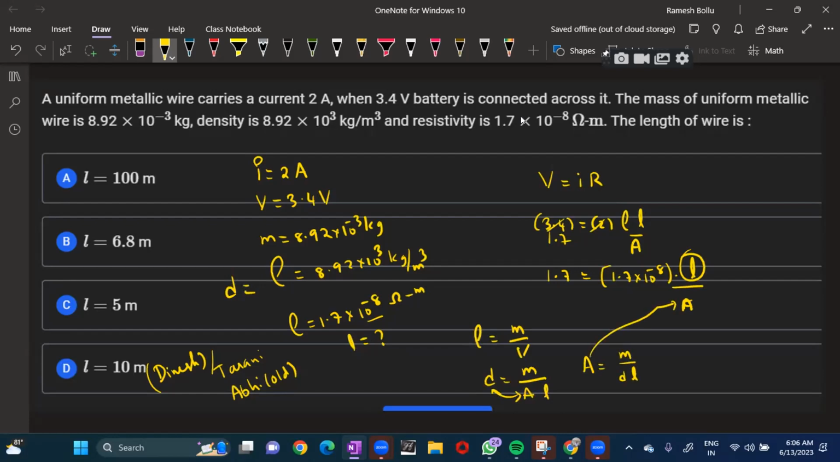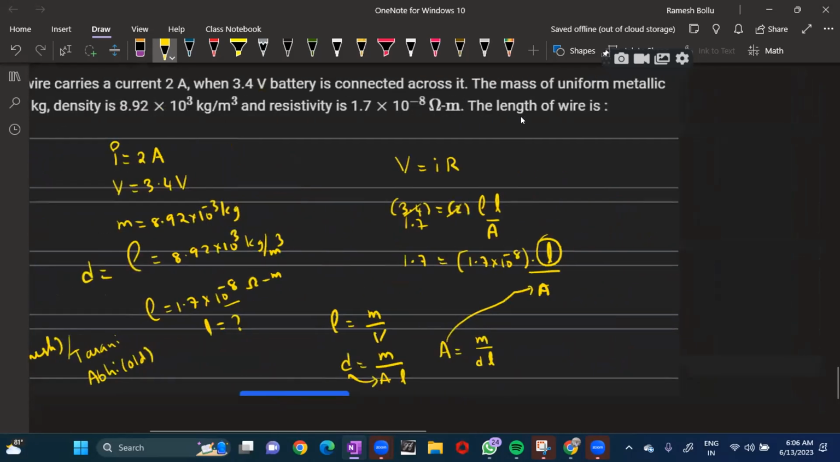Substitute here. Here 1.7, 1.7 cancels out. So 1 into 10 power minus 8 into L value, how much? L only. Area value, how much? M by D into L. So 1 into 10 power minus 8, L into L, how much? L square.